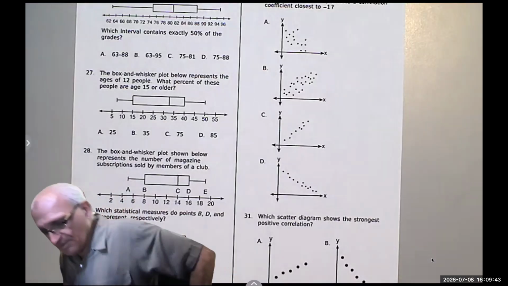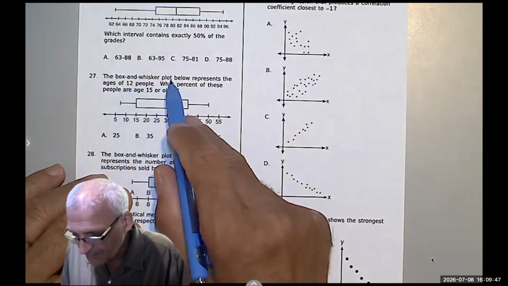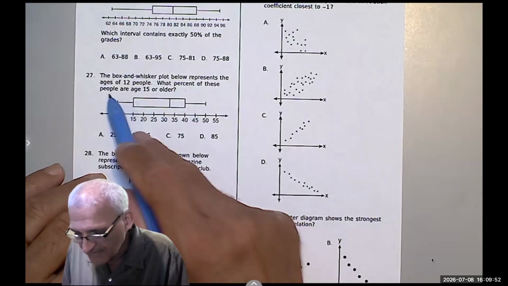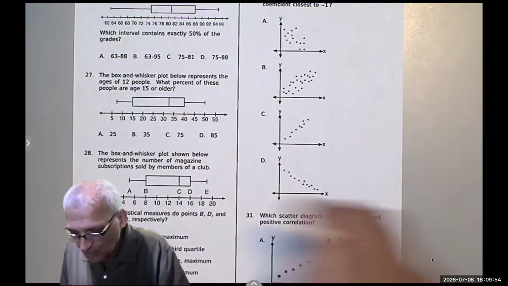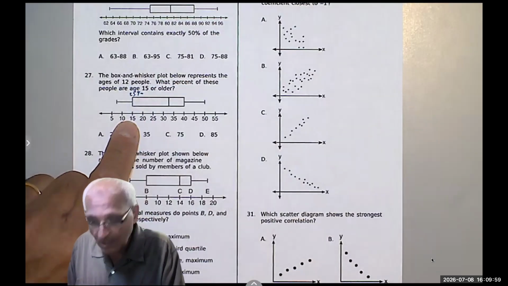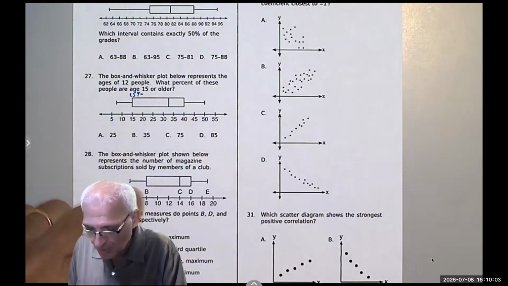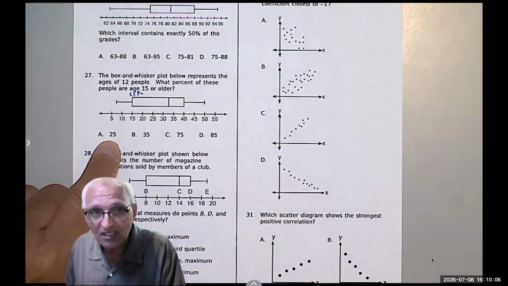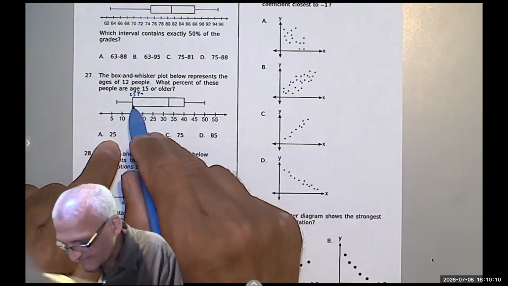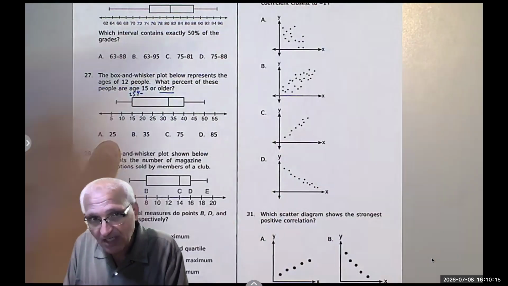And again, maybe we'll do the odds also. The box and whisker plot below represents the ages of 12 people. What percent of these people are age 15 or older? This is 25%. So there is 75% above it and only 25% below. 25 is tricky here, right? So at age 15, 75% are above it, older, not younger.